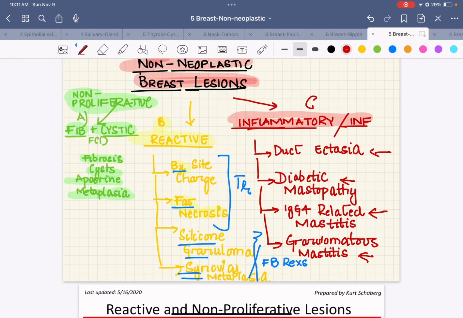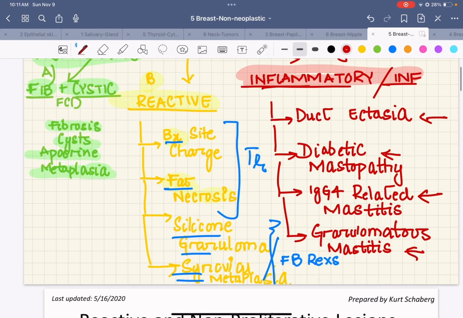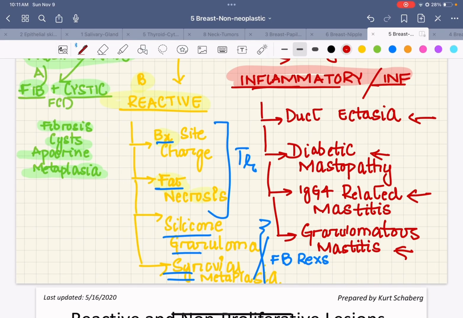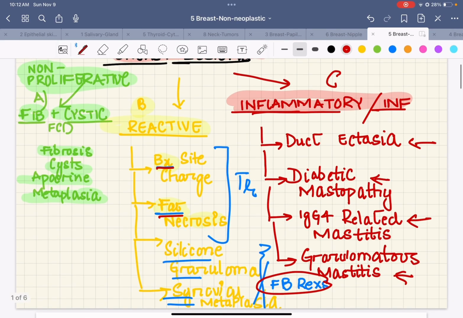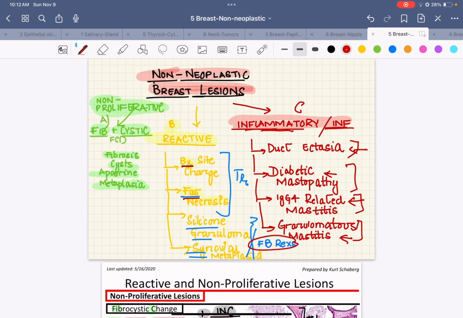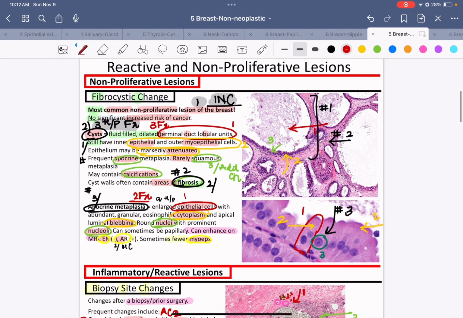So the non-proliferative group A is fibrocystic disease. Then B, reactive, we further classify into the blunt and sharp trauma, which are the biopsy site change and the fat necrosis, and those developing due to foreign body reaction, either silicone granuloma or synovial metaplasia. And the third, inflammatory or infectious, can be granulomatous, IgG4 related, ductal ectasia, and diabetic mastopathy. With this in mind, let's begin with our reactive and non-proliferative lesions.